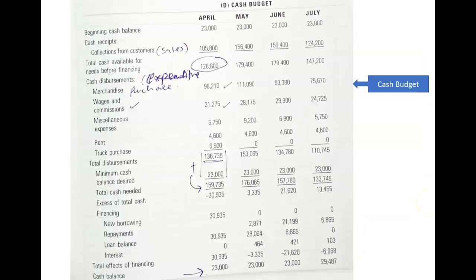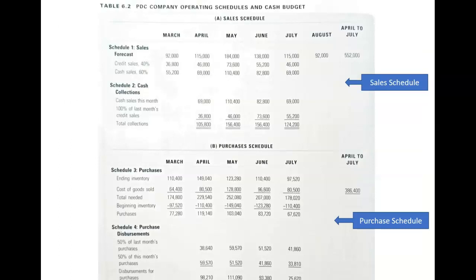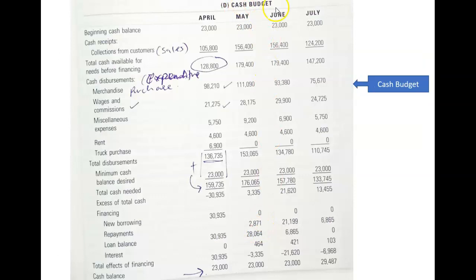Okay. Now, once an entrepreneur has already prepared all the operating schedules, that means the cash schedule, the wages and commission schedule, and just now the purchases schedule, right? You have to total. Okay, look at the total cash and the total disbursement of the purchases schedule, the total disbursement of the wages and commission schedule, and you have to input them into a cash budget statement, right? So how to prepare a cash budget, right?